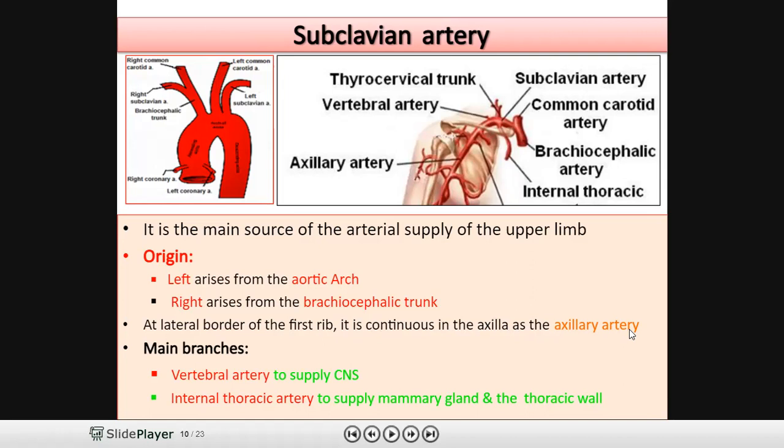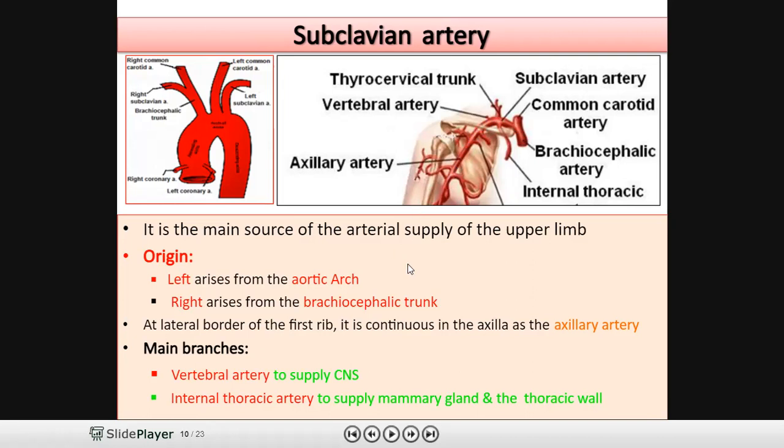So immediately the subclavian artery crosses the first rib, it changes from subclavian artery and becomes what we call the axillary artery. So here, this artery now is the axillary artery; here it was the subclavian artery. Immediately it crosses the first rib, it changes its name and becomes the axillary artery. So the brachiocephalic artery gives rise to the subclavian artery. The subclavian artery crosses the first rib and becomes the axillary artery, and then gives off branches.